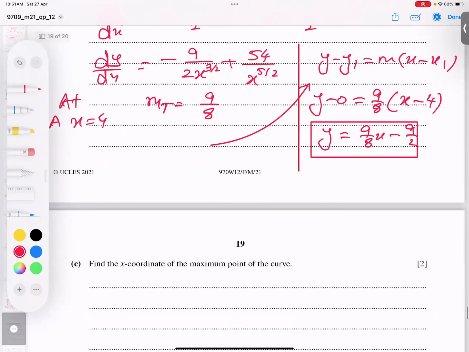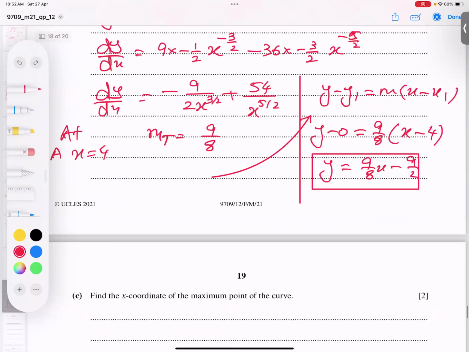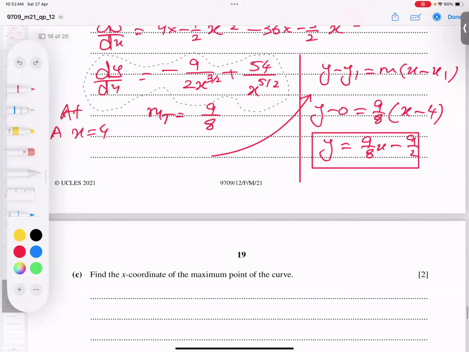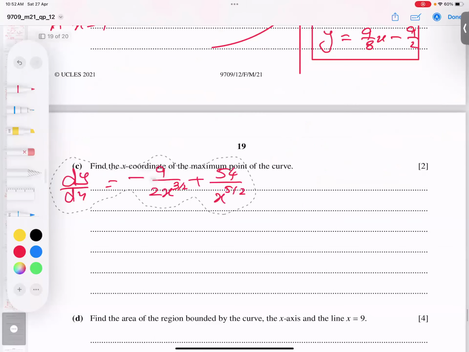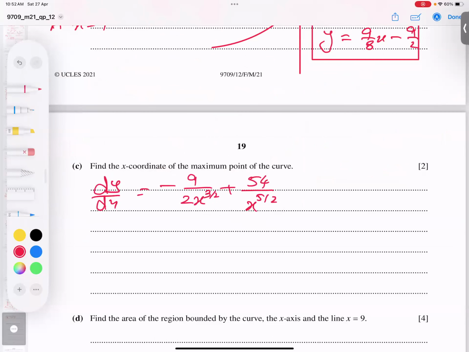The x coordinate of the stationary point, a maximum point. Maximum point means stationary point. I will take the whole equation, and this will help me. Copy and paste here, and I will plug in 0 here. So minus 9 over 2 x to power 3 by 2 and 54 over x to power 5 by 2. This will go here: 9 over 2 x to power 3 by 2.